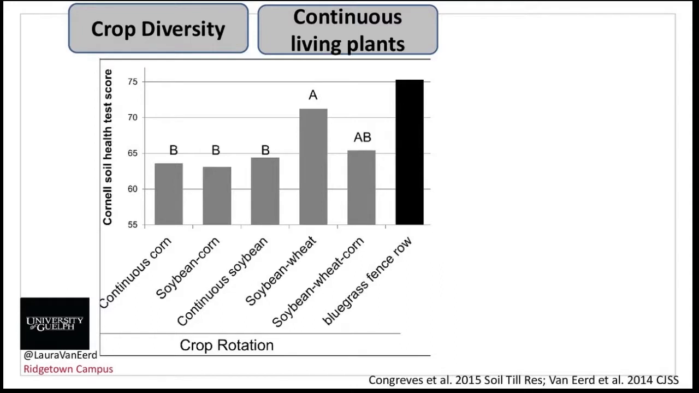Okay, so looking at soil health, here we have the Cornell Soil Health Test. This takes 15 different parameters and combines them into one score. The higher the score, the better the soil health. And we can see here, when soil samples were taken in the bluegrass fence row, higher soil health. And as well, adding winter wheat into the rotation increases soil health compared to systems without winter wheat.